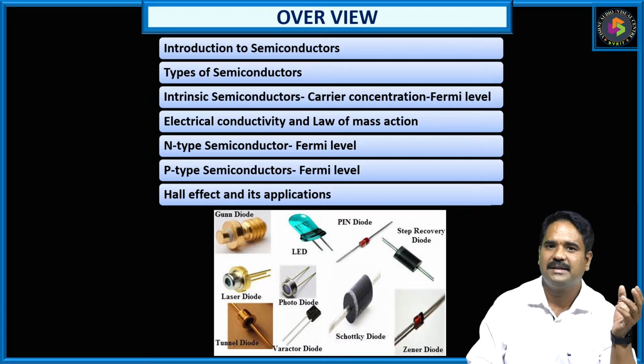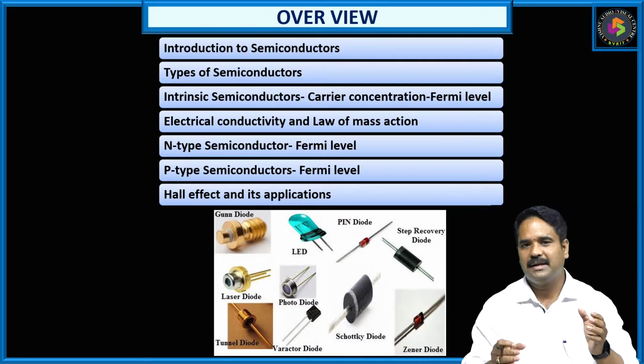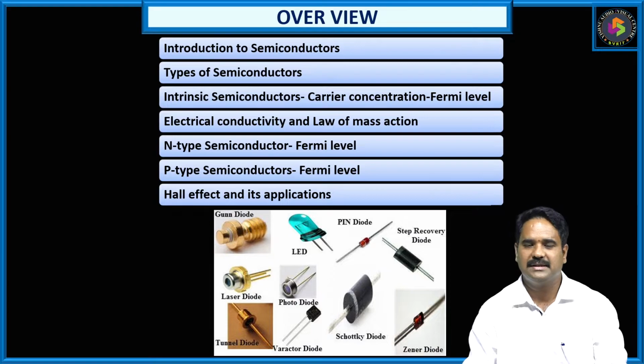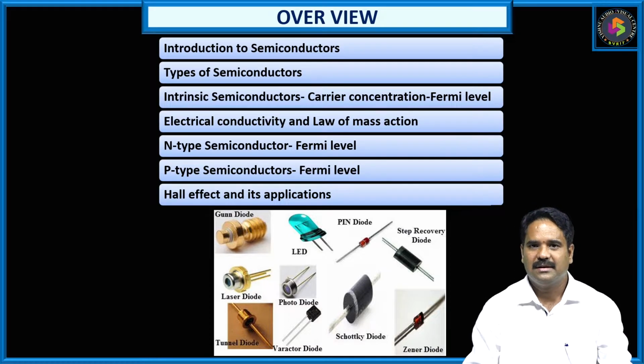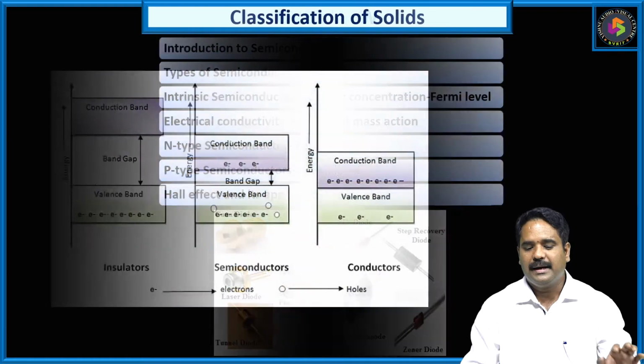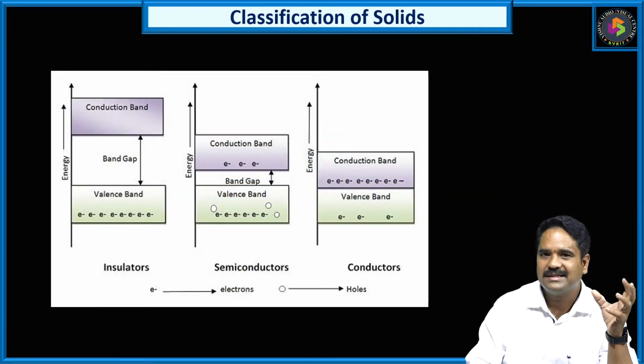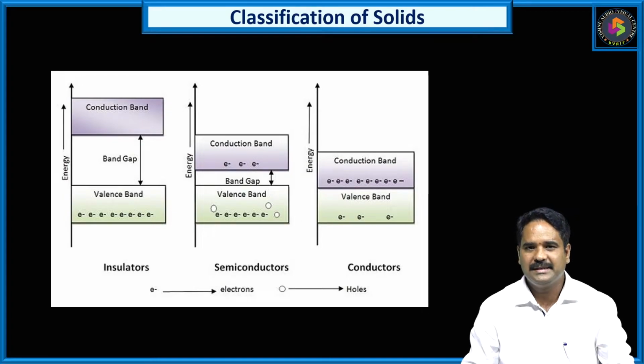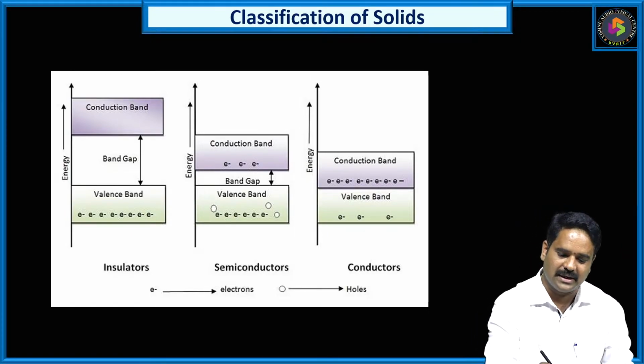There are two different kinds of semiconductors, elemental semiconductors and compound semiconductors. Germanium and silicon are the elemental semiconductors. Gallium arsenide and indium phosphide are the compound semiconductors. Depending upon the energy gap of the material, solids are classified into three types. Here, the energy gap is the main criterion to classify the solids into conductors, semiconductors and insulators. In case of insulators, the energy gap is large.